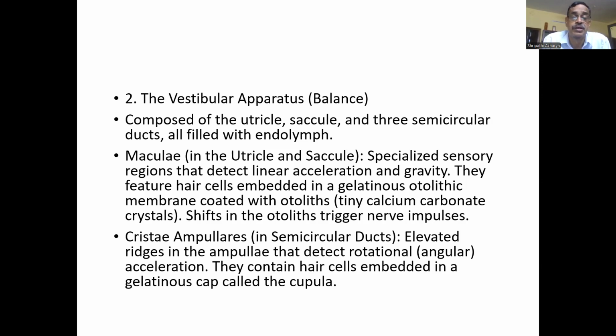Cristae ampullares in semicircular ducts. Elevated ridges in the ampullae that detect rotational or angular acceleration. They contain hair cells embedded in a gelatinous cap called the cupula.